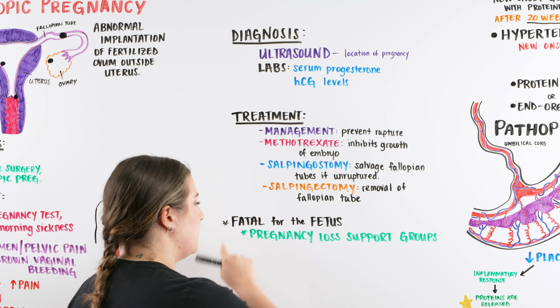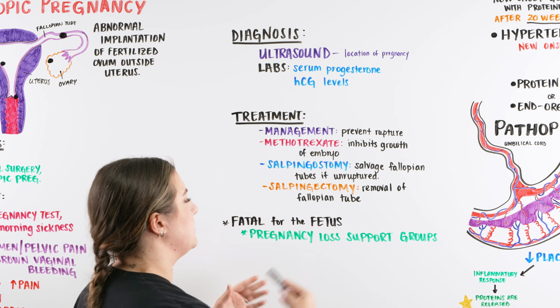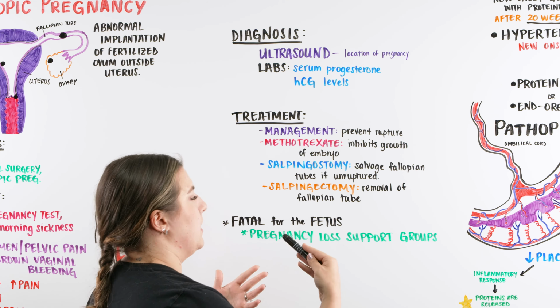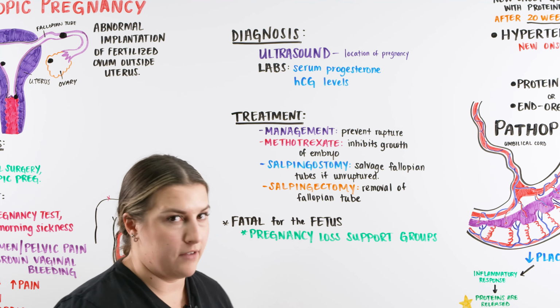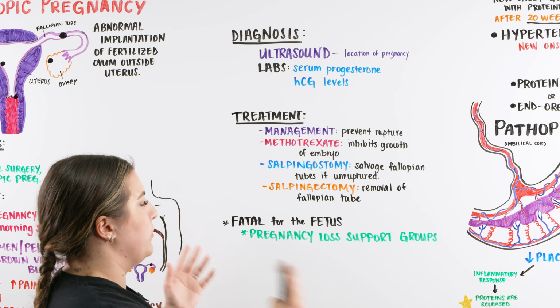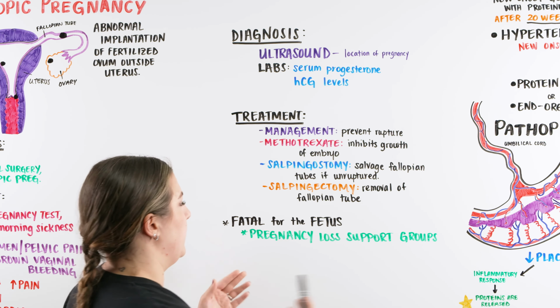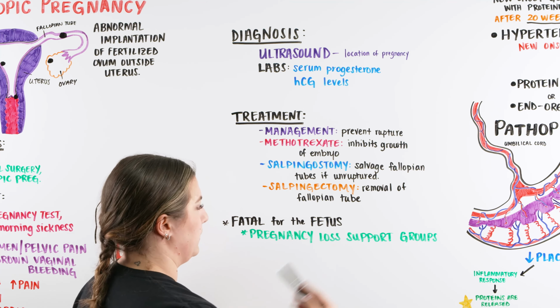One, it's fatal for the fetus. Ectopic pregnancies are fatal for the fetus. The fetus is not in an area for it to grow and thrive. Now, there are those outstanding circumstances and those weird cases where patients do carry a fetus to term, but it can also have some issues down the line as well.